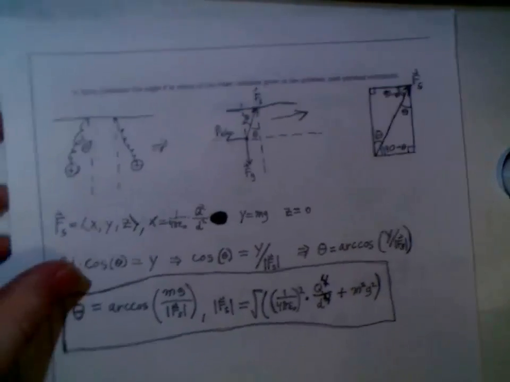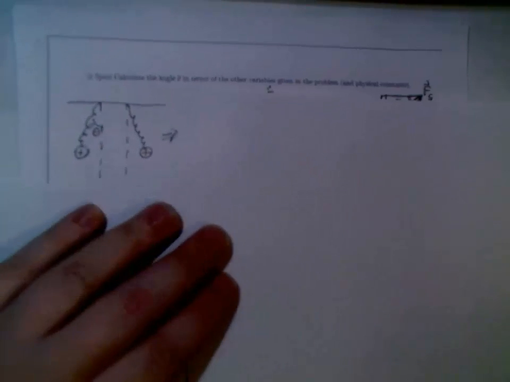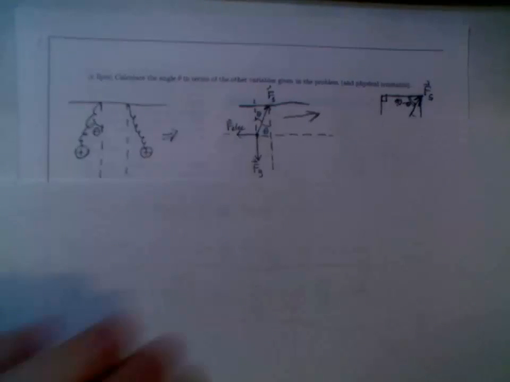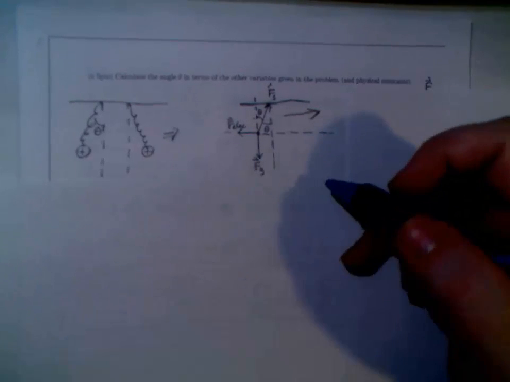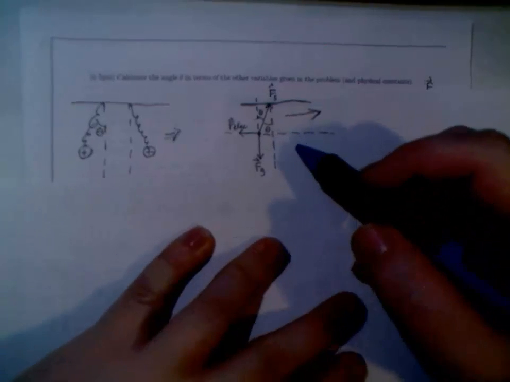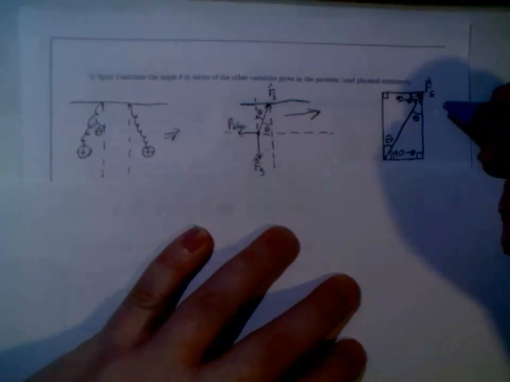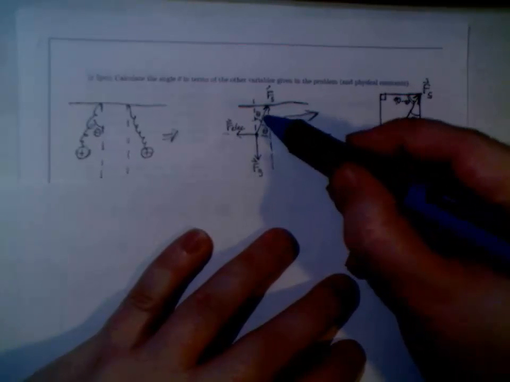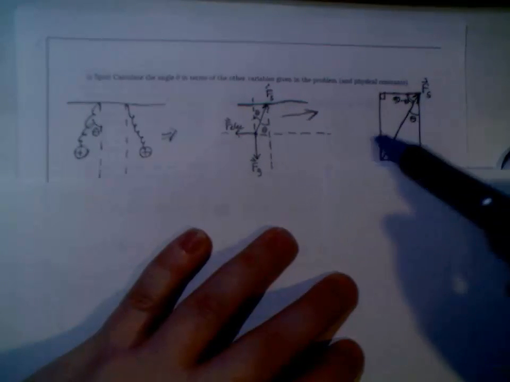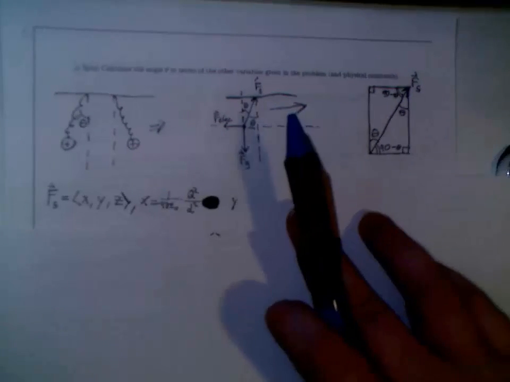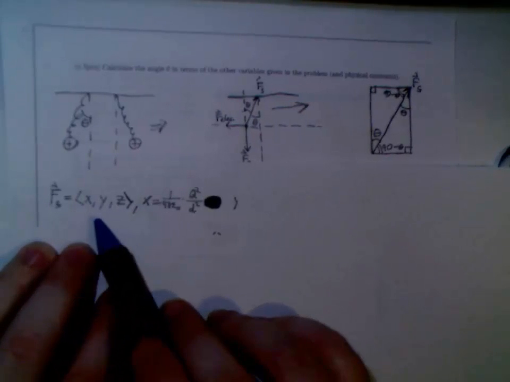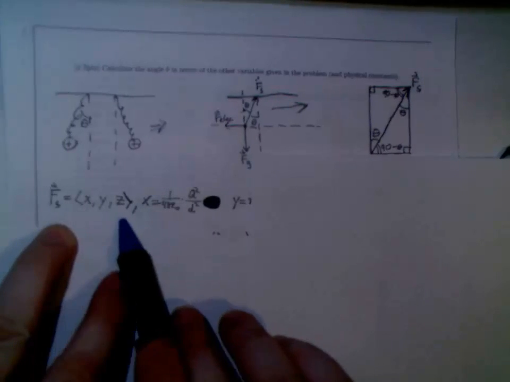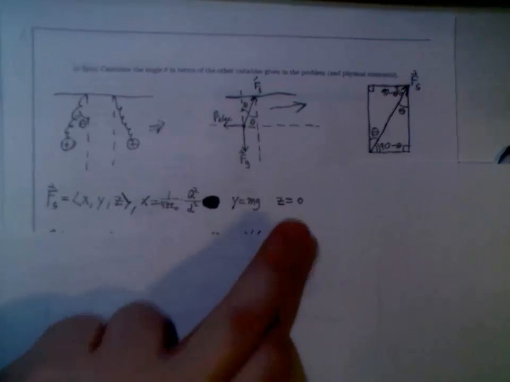Moving on to part C, we're supposed to calculate the angle theta in terms of the other variables given in the problem and physical constants. Well, first I rewrote the force graph here, and I noticed, using just basic trig, that this angle here is going to be the same as the given angle here by this graph over here with similar angles. Using that, just taking from the previous part, the force of the spring is xyz, with x being this, y being this, and z being 0.